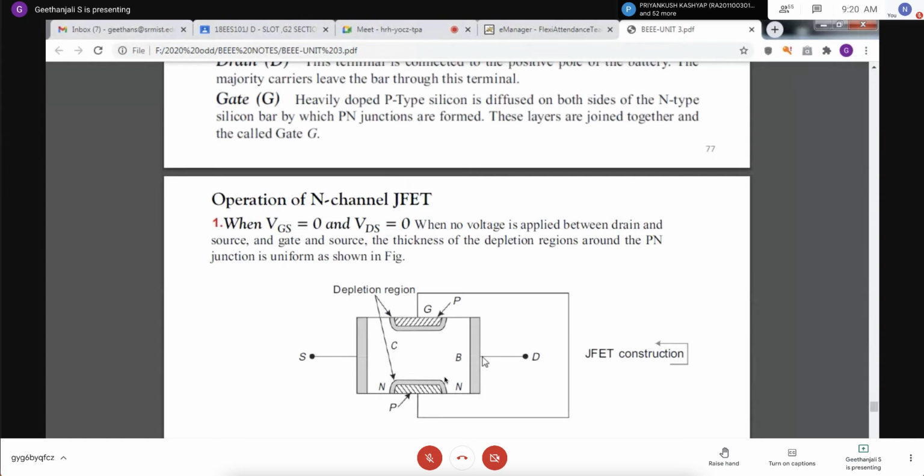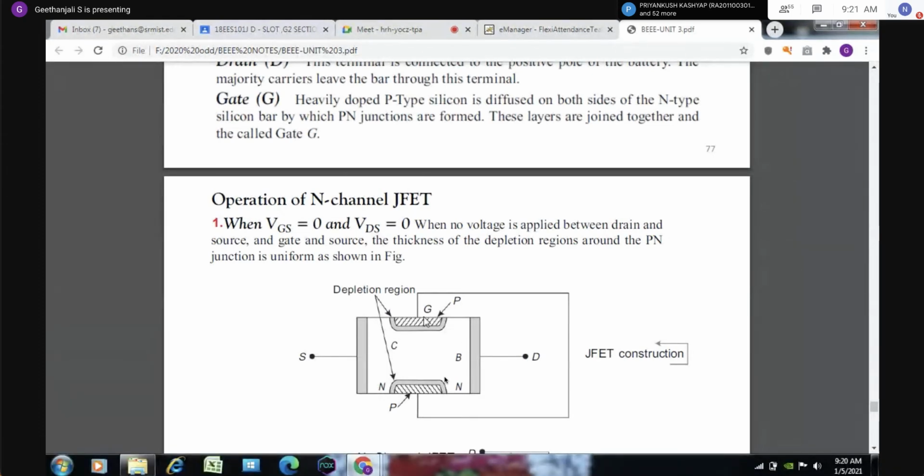This is made of P-type semiconductor material. This is also the gate, also made of P-type material. Since the channel is N-type, the gate is automatically made using P-type semiconductor material. These two regions are connected by a terminal, making one common terminal, which is named the gate.